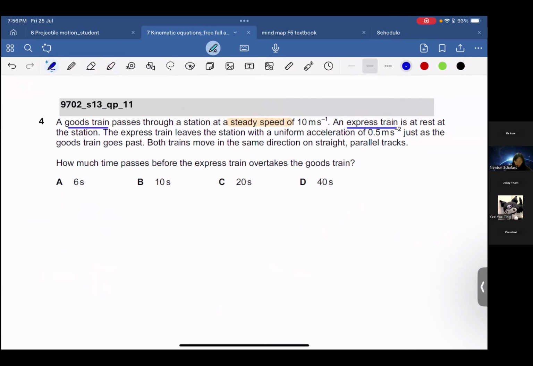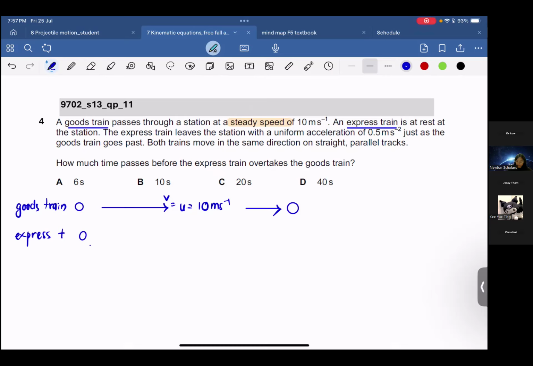Here we are also trying to draw it out. So we have two: one is the goods train, another one is the express train. For the first one, it travels the whole time with a constant speed, which is 10 meters per second, until the end. U and V are the same. They don't change the speed. Then after that, the express train is at rest.